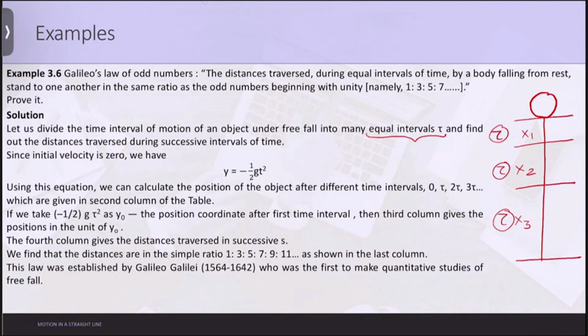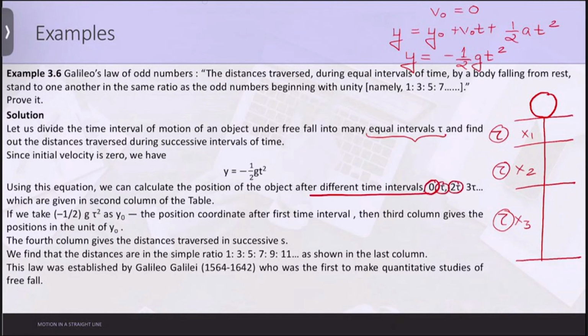Since the initial velocity is 0, v0 is 0. Therefore we can say that y is equal to y0 plus v0 t plus half a t square. We are also assuming y0 to be 0, and v0 is 0, so y is nothing but minus half g t square. Using this equation, we can calculate the position of the object after different time intervals, that is, the displacement at 0, tau, 2 tau, 3 tau, etc.